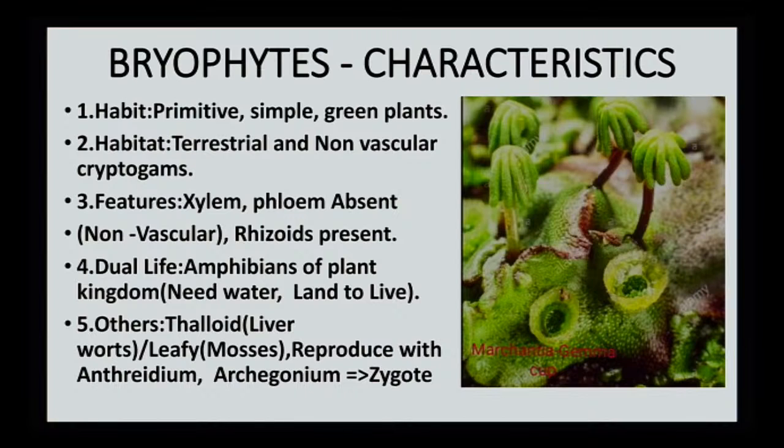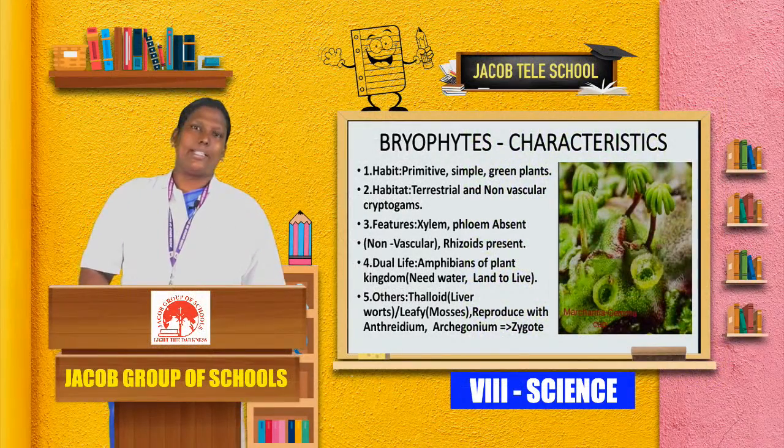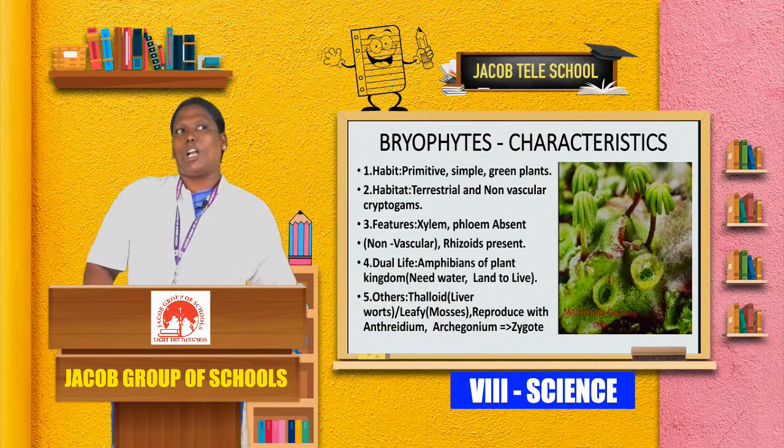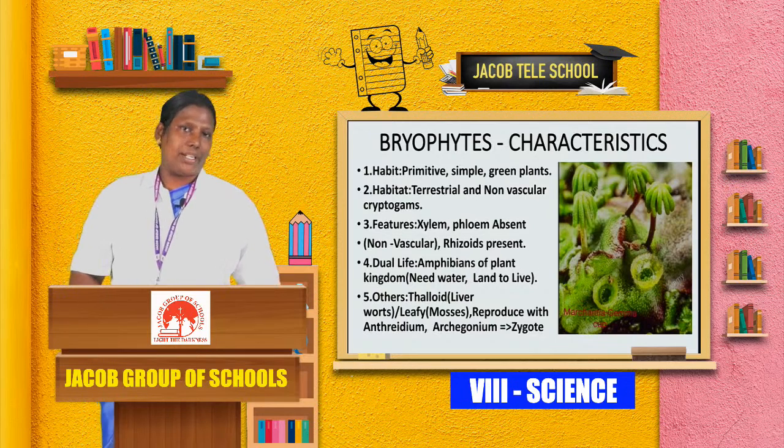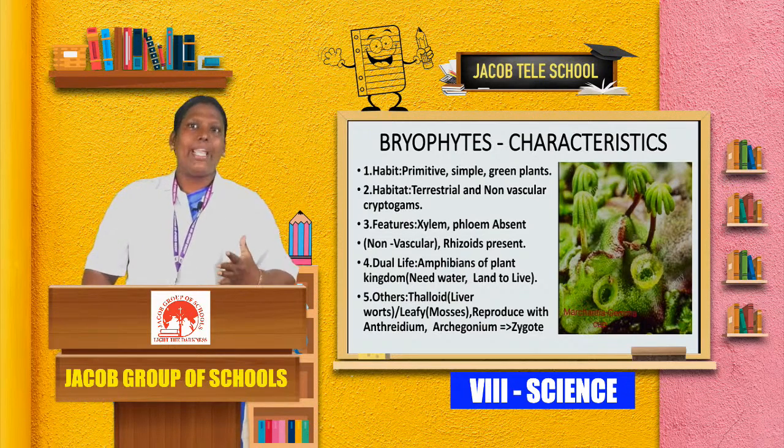Now here we go to the characteristics of bryophytes. Sir, where do bryophytes grow? First, they are primitive and simple green plants, very green because they have chlorophyll. Where do they grow? Habit means how the plant body of the bryophyte is; that is the meaning of the word habit, its nature, how the plant body is.